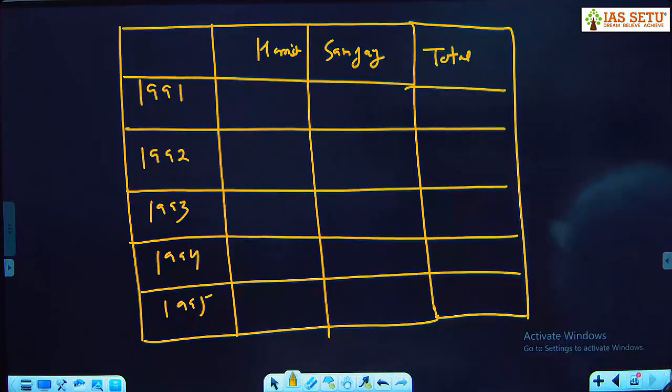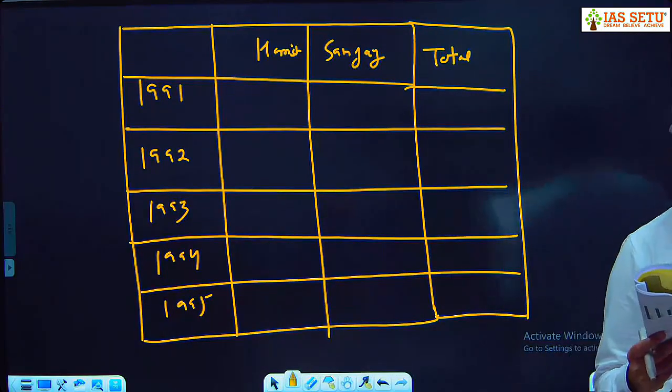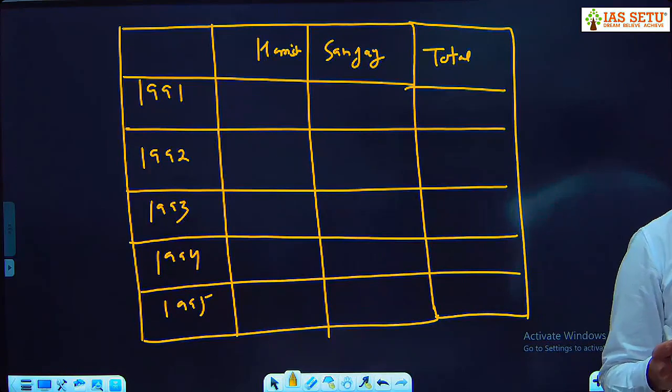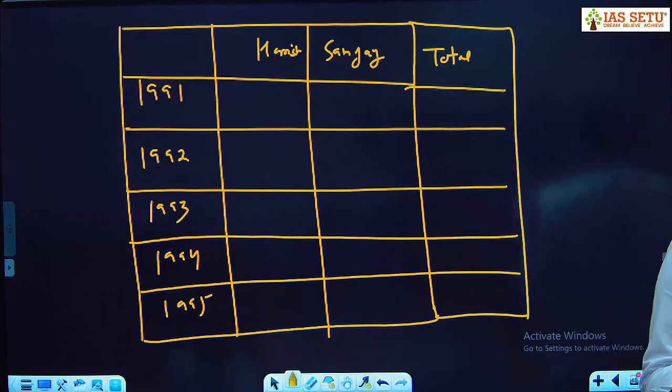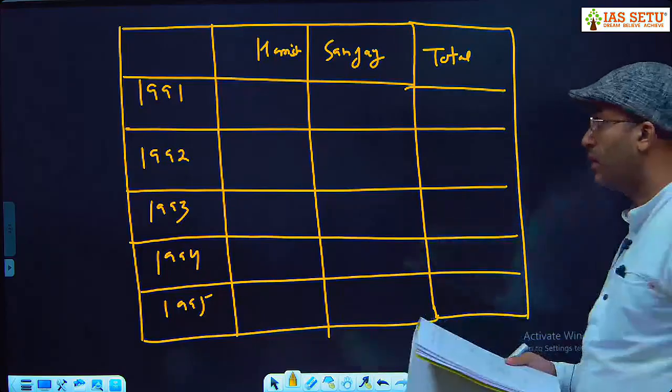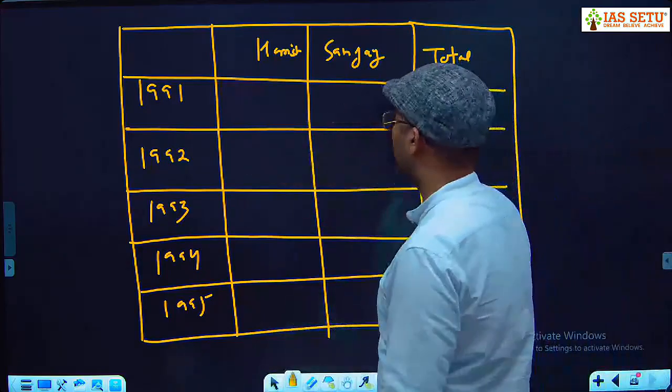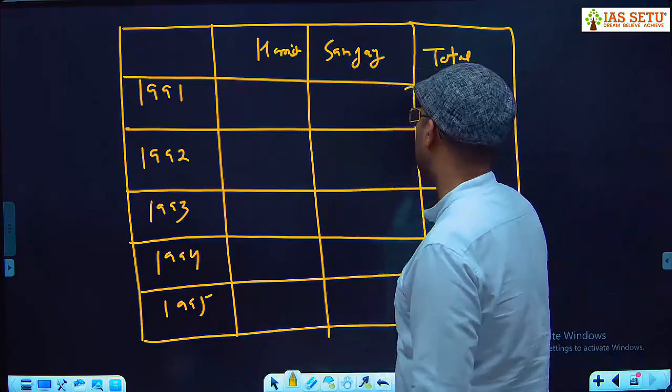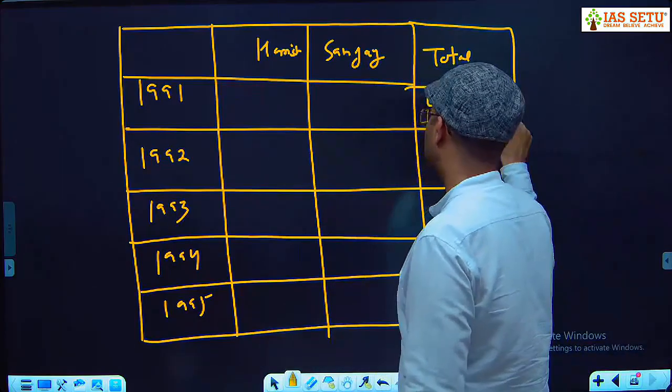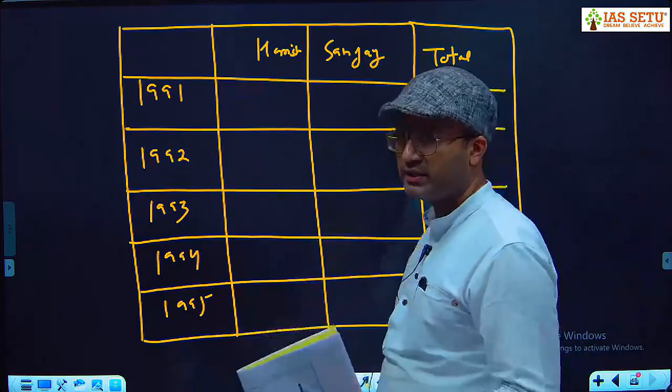It is very important. In 1990, they started cultivating in 1991. They produced 1000 kg jowar per acre that year. So in 1991, total production is 1000 into 4, 4000 kg. Per acre 1000 था, 4 एकड़ था.